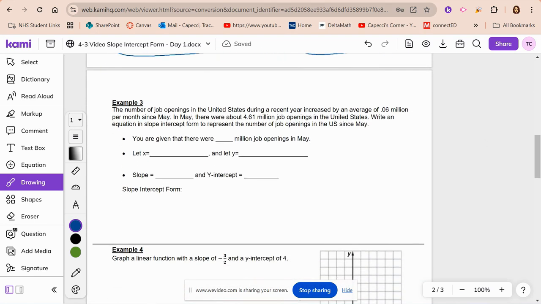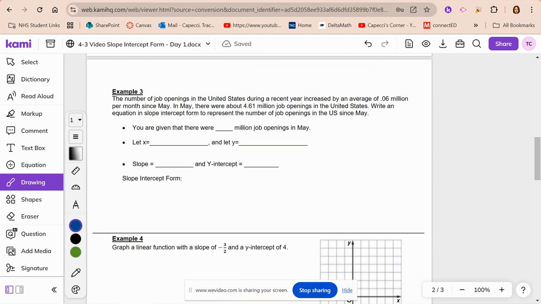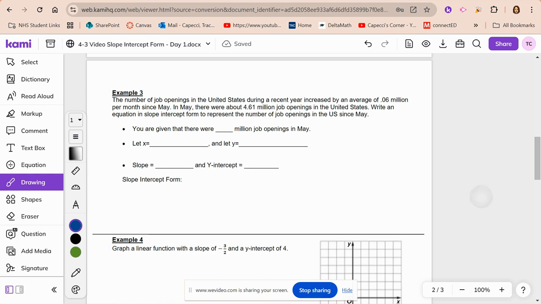All right, let's take a look at a word problem. The number of jobs opening in the United States during a recent year increased by an average of 0.06 per month since May. So I'm just going to kind of circle that. Point increased, right? So there's an increase. That's my rate of change. That's how fast it's changing. My rate of change is, again, the same as my slope.